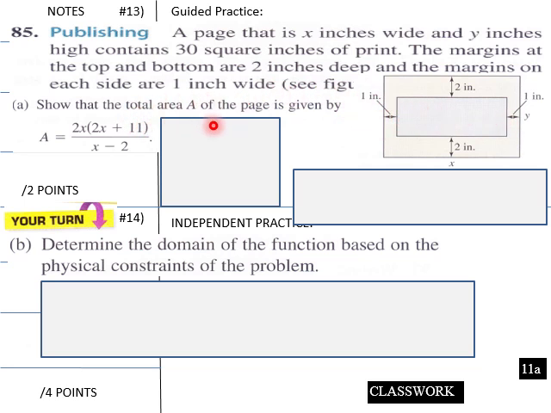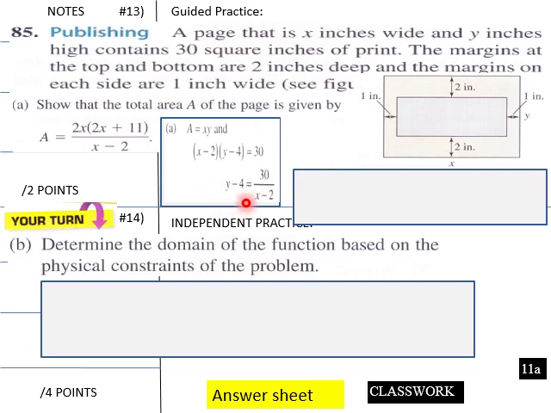Show that the total area A of the page is given by this equation: A equals 2x times (2x plus 11) over (x minus 2). When they're talking about the page, they're talking about this area here, and it contains 30 square inches of print. So the area of the print is xy, and (x minus 2) times (y minus 4) equals 30. That is basically your expression for the area of the print.